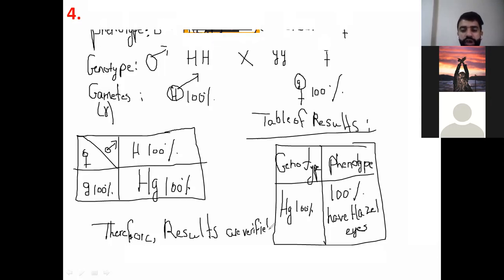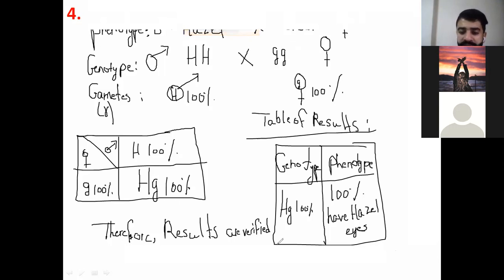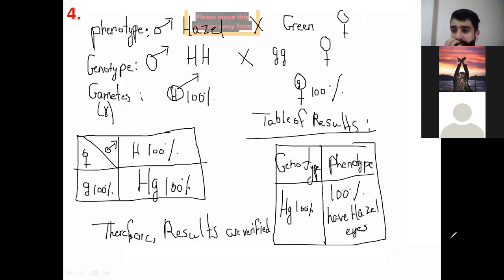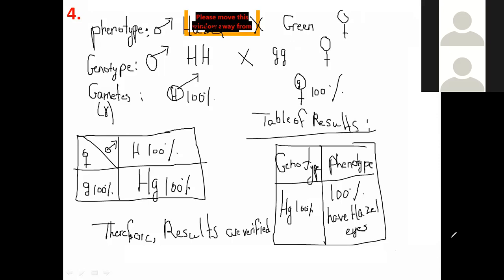Now, let's continue with part 5. In part 5, they ask you F1 crossed with F1. Wait a minute. Who can tell me what is the genotype of the F1? Other than Nurjan and other than Colin. I need new voices here. I need new hands here.